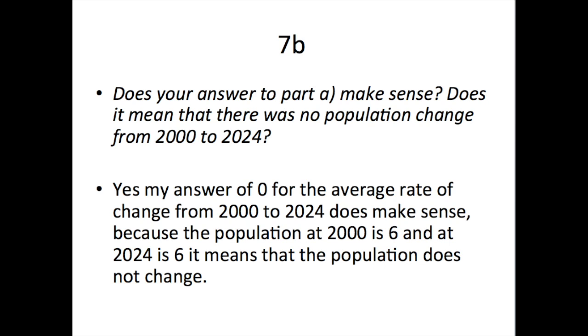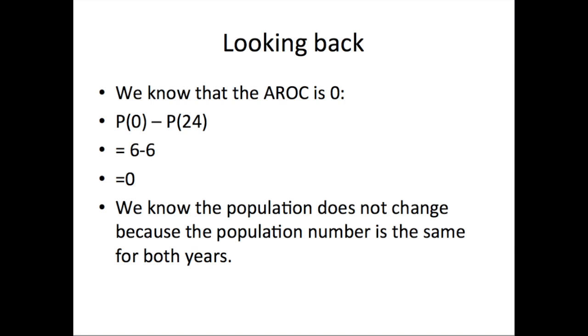7b. Does your answer to part A make sense? Does it mean that there was no population change from 2000 to 2024? Yes, my answer of 0 for the average rate of change from 2000 to 2024 does make sense. This is because both populations are 6 and they are the exact same, which means it does not change. Now, if you're wondering how we know this, it is because we just solved this in 7a, and we are just further expanding on what we know. So we know that the average rate of change is 0, which means there must be no change.